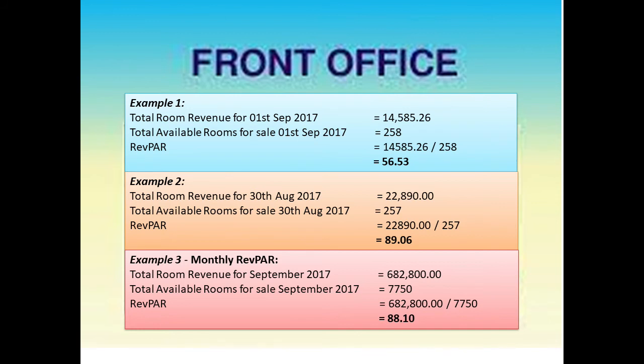For our example number 3, which is the monthly RevPAR, the total room revenue for the month of September 2017 is 682,800. The total available rooms for sale for the month of September 2017 is equal to 7,750. The RevPAR then is equal to 682,800 over 7,750, which is equal to 88.10.